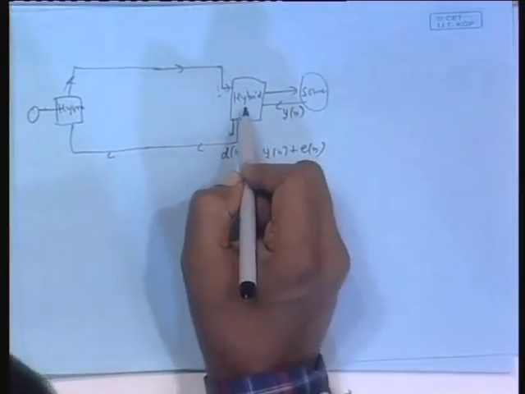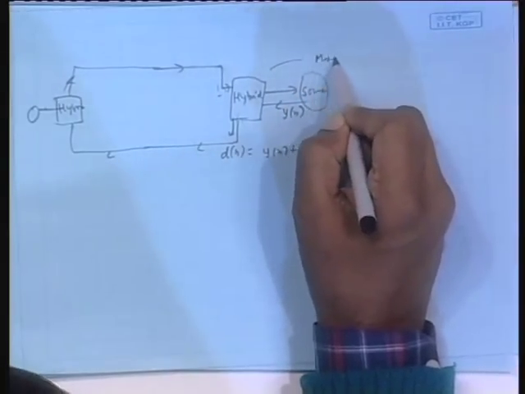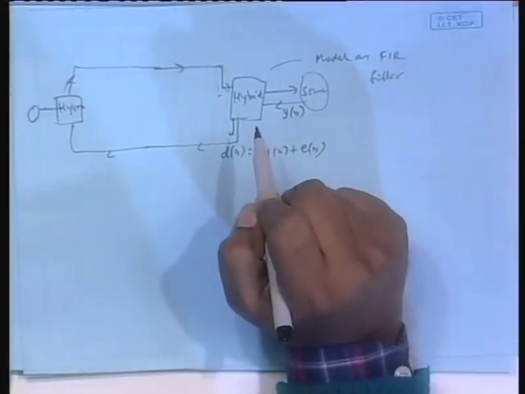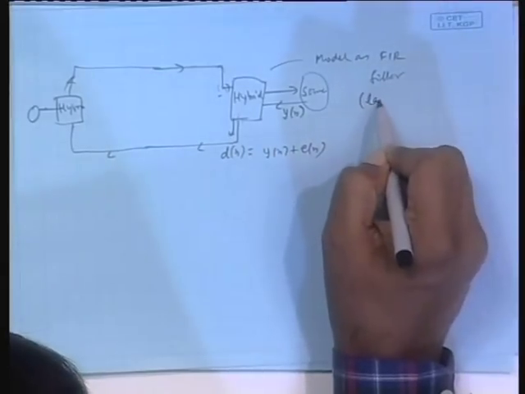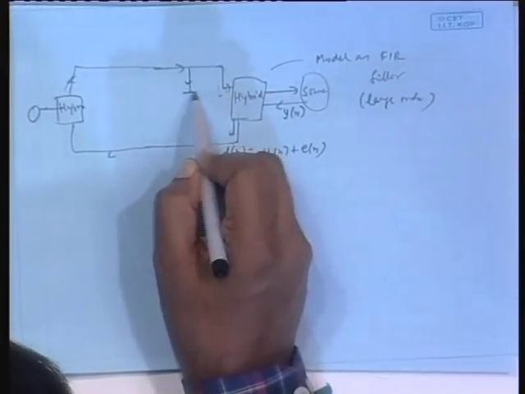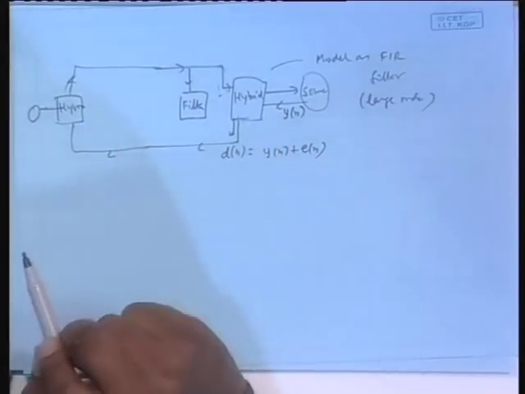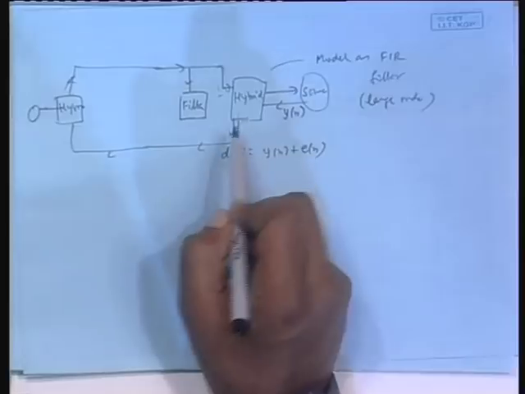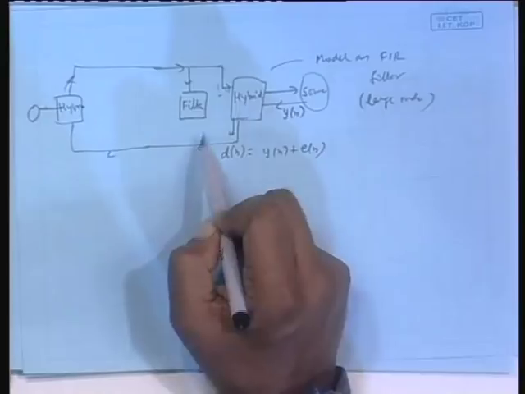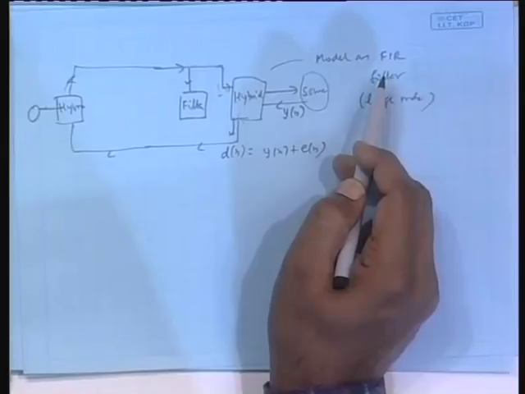So, what we do there is model this hybrid as an FIR filter of very large order. And suppose you know the filter, you then connect that filter here. By this FIR filter, what you are modeling actually is not the hybrid, but the leakage generation, echo generation mechanism. That mechanism you are modeling by an FIR filter.